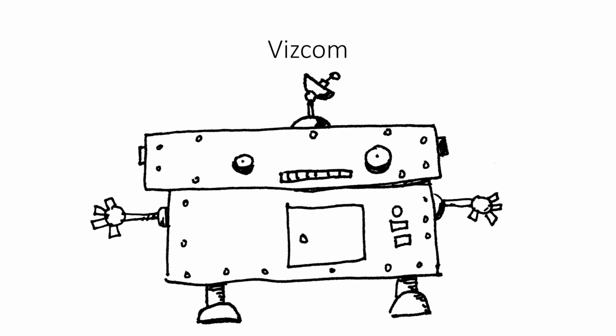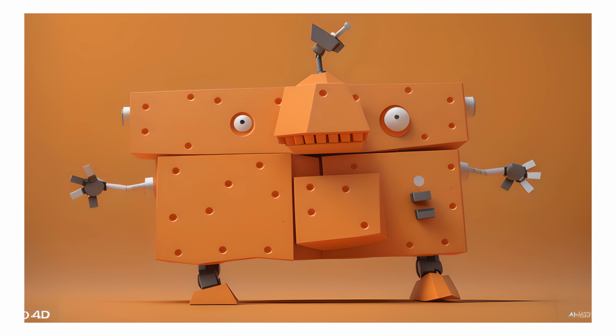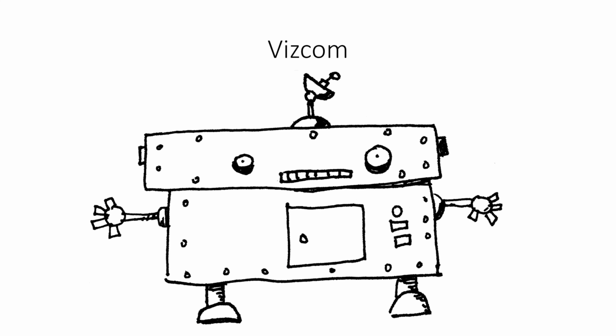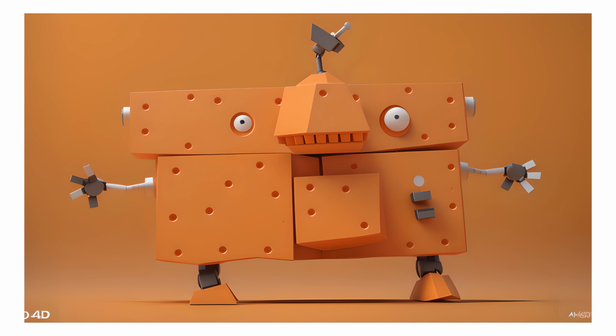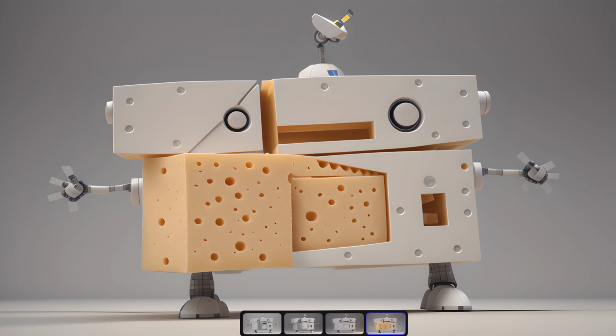This one, I'm going to show an example of VizCom, which is a bit of a different system. So this is a robot that I drew, and then VizCom works with your artwork or what you give it. So I could take this drawing and then I could ask VizCom to make it look like it was a robot made of cheese. And so it retains my design, but then does it with cheese. Here I asked to make it even more cheesy.